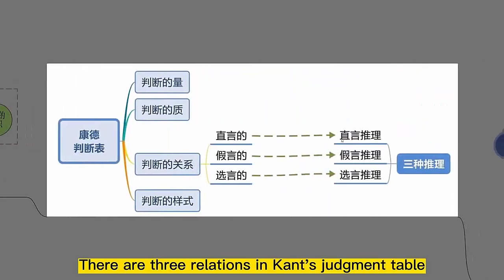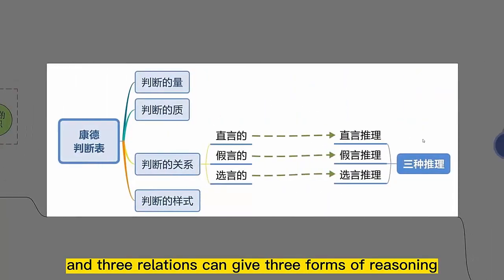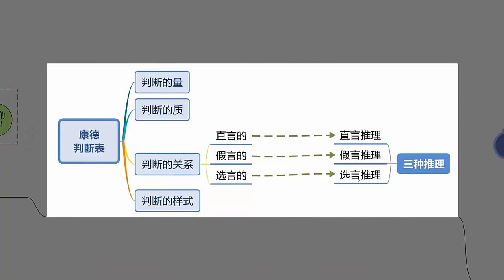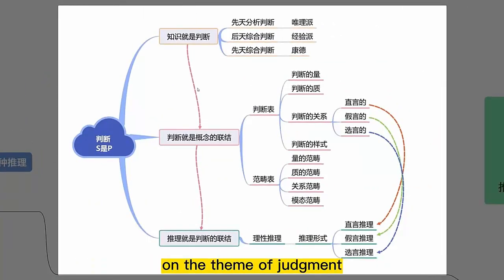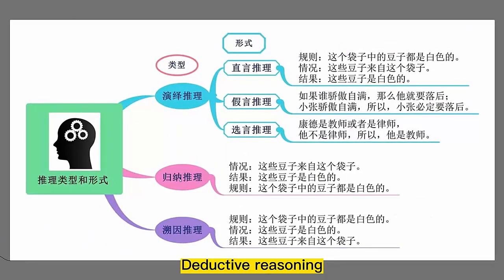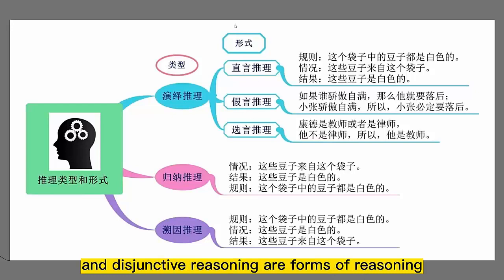There are three relations in Kant's judgment table, and three relations can give three forms of reasoning. We can also explain Critique of Pure Reason on the theme of judgment. Deductive reasoning, inductive reasoning, and abductive reasoning are types of reasoning; categorical reasoning, hypothetical reasoning, and disjunctive reasoning are forms of reasoning.